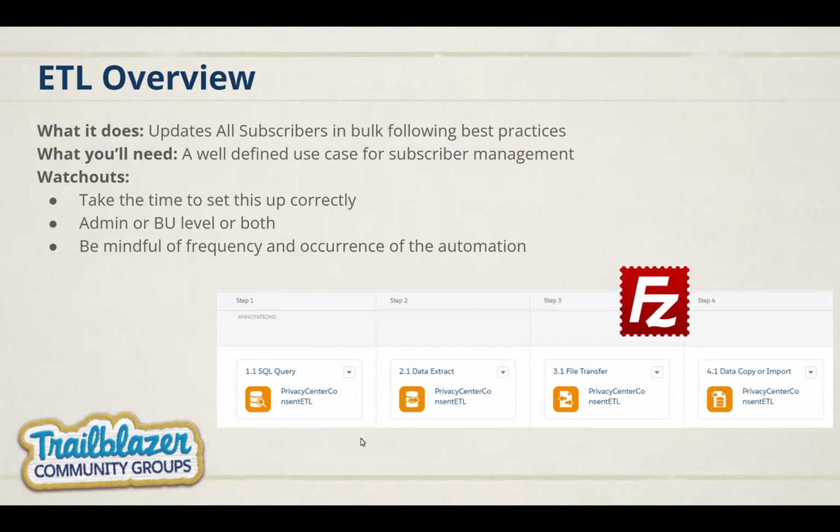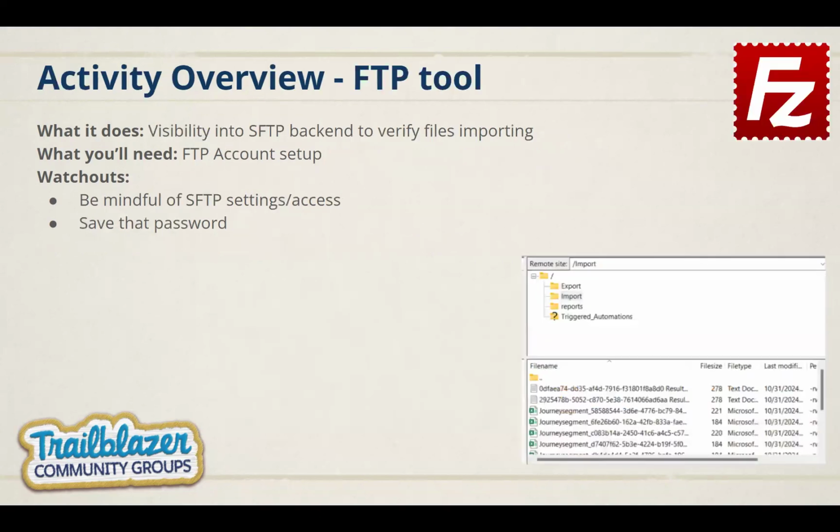Just a couple of quick call outs or watch outs. Take your time when you're setting this up to set this up correctly. You want to work with your developers, with your admins, with everyone to make sure this is set up correctly. You'll want to be mindful of whether you're setting this up on the admin. If you have a parent-child relationship with your business units, typically that's set up on the admin, but it could also be set up on the child business units as well. So be mindful of that. And then also be mindful of the frequency and the occurrence of the automation. Typically, this is a daily event. Typically, it's early in the morning, but it's just something you want to consider for that update as well.